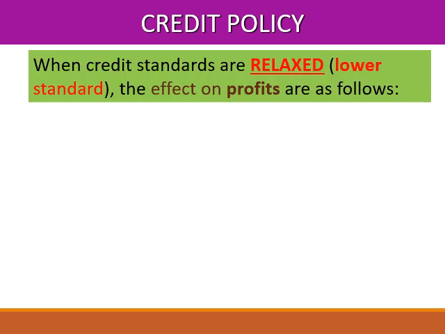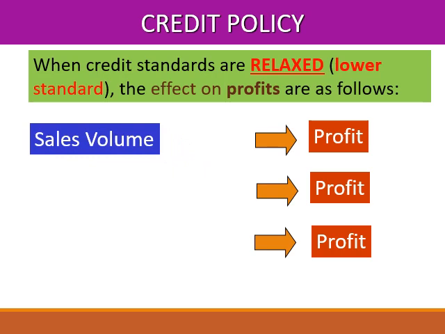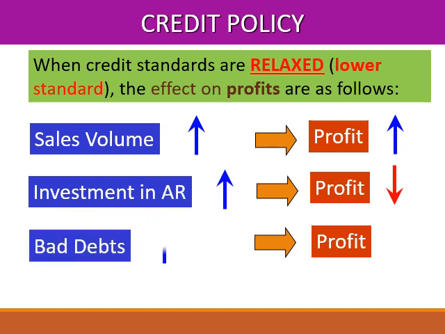When credit standards are relaxed, this will lead to lower standards. The effects on profits are as follows. The sales volume will increase, the profit will increase. The investment in AR will increase, but the profit will decrease. The bad debts will increase, the profit will decrease. Any questions so far?